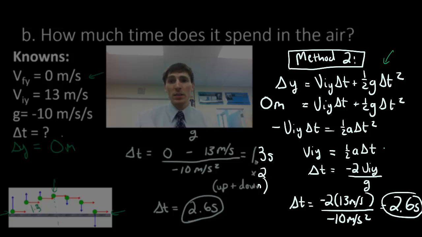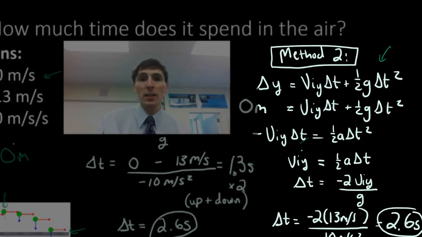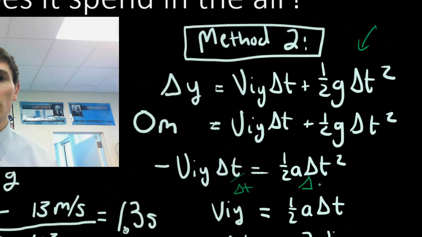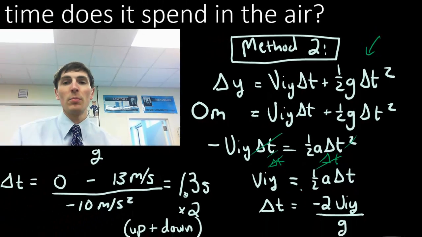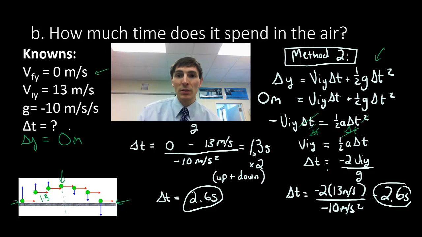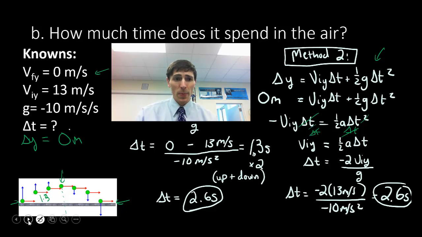And in this second to last step, you'll notice that you divide both sides by delta t, and the square goes away here. And then we're going to be able to eventually get down to delta t. And then when we do that, we're going to find out that it took 2.6 seconds for the object to go up and come back down. Okay, that way it works totally fine. I'm going to show you another way in a second.